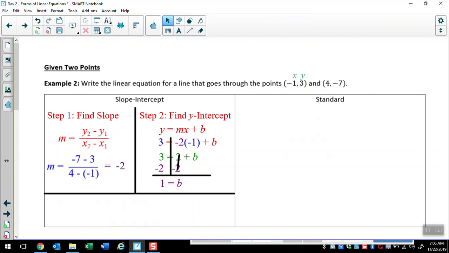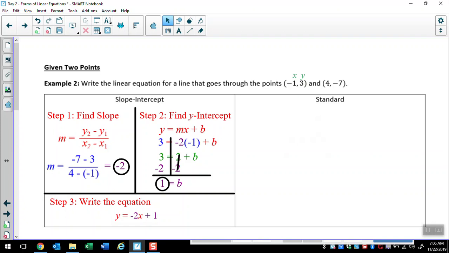So my last step then is to write my equation. I've got my slope. I've got my y-intercept. Now that I have those two pieces of information, I can just substitute them back into y equals mx plus b. So my equation is y equals negative 2x plus 1.